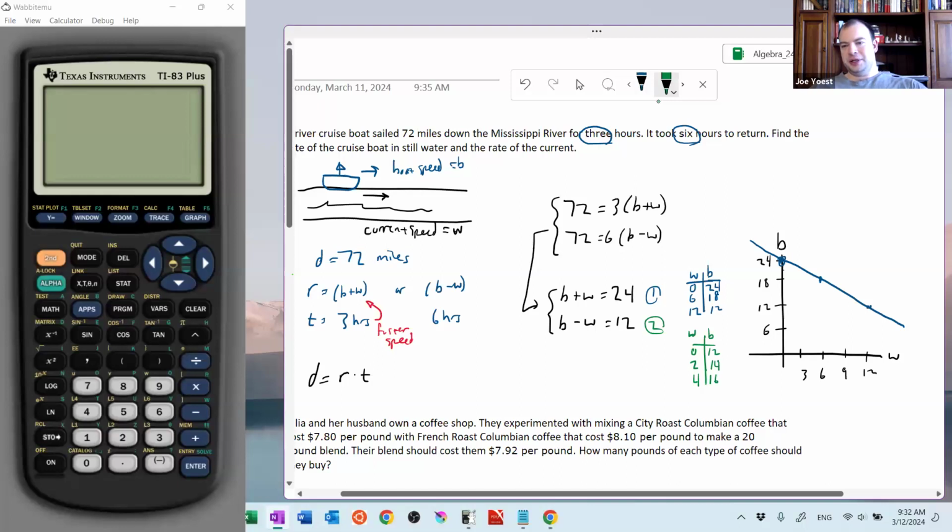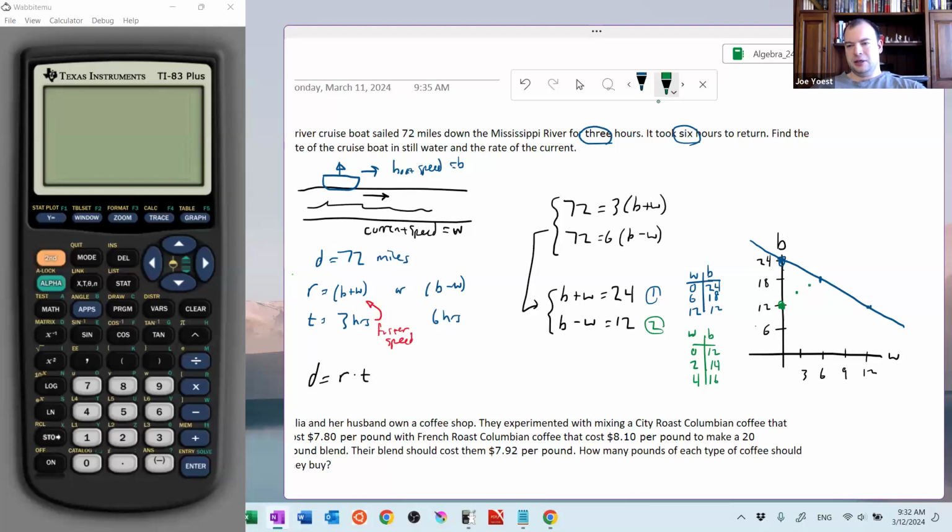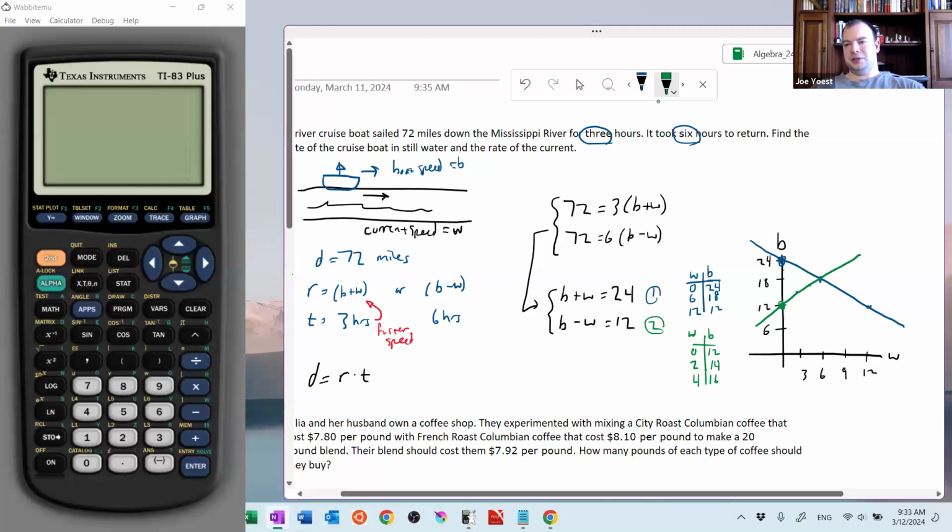For my second equation, b minus w equals 12, that goes through 0, 12. Goes through 2, 14. And for 16, these points are a little hard to plot on this plot, but I think we can estimate a solution here. Maybe that point 6, 18.